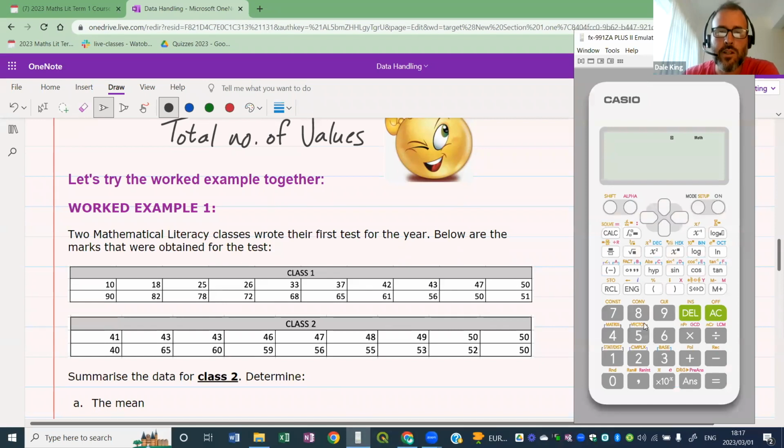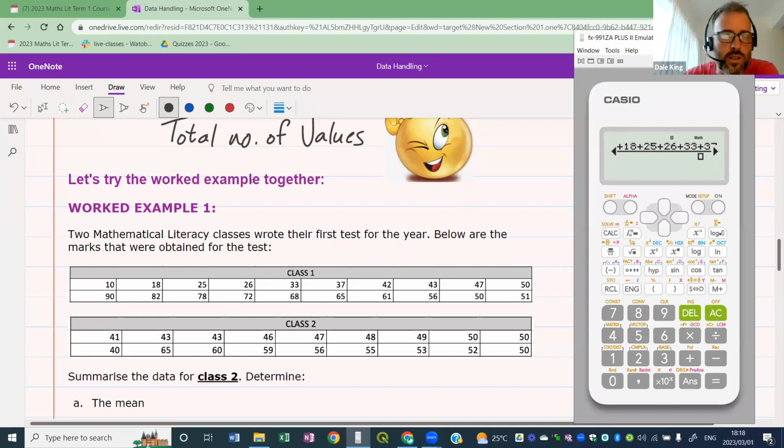And I'm going to show you what we do in the calculator. Okay, so we need to have the sum on the top. So it's 10 plus 18 plus 25 plus 26 plus 33 plus 37. You can check my answers as we go. Plus 43 plus 47 plus 50. Okay, so we've got the sum at the top, all the numbers added up. And now we come to the bottom.